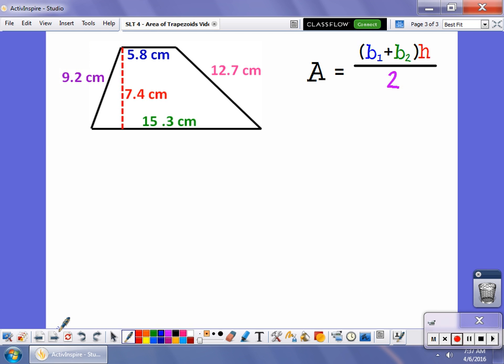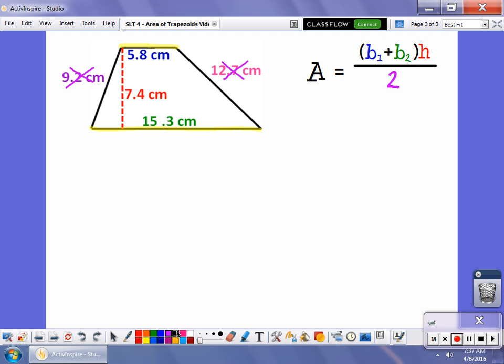Now let's look at one that isn't a right trapezoid, a trapezoid with a right angle. This one has a lot of extra measurements. So let's simplify this picture before we even get started. I know right away I'm not going to use these two measurements because they are our slanty sides. I know my two bases are parallel to each other, so these are going to be my two bases, and my height is going to connect them.